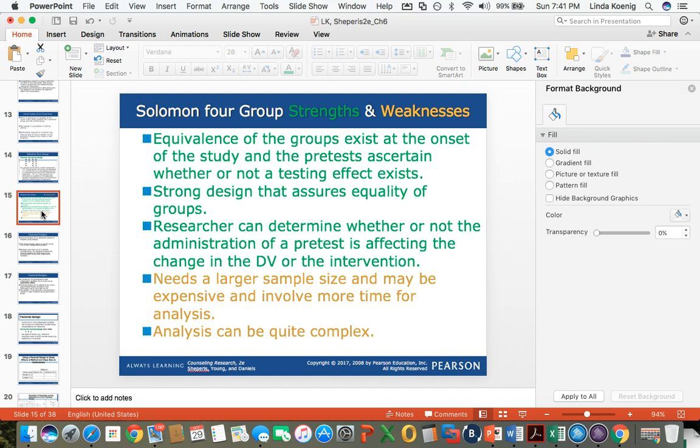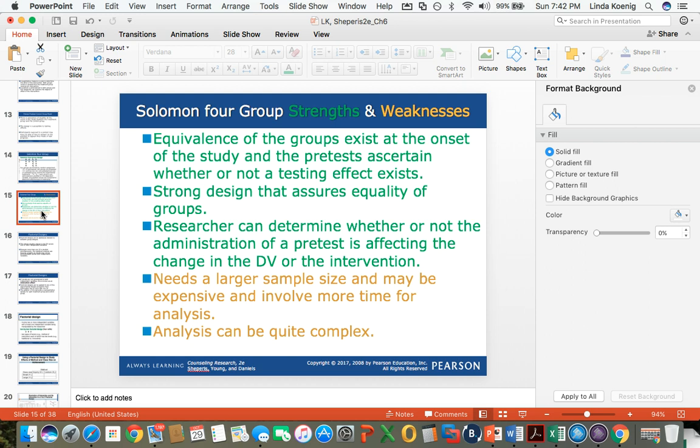So some of the strengths and weaknesses. The strengths are in green, the weaknesses are in orange for caution. So a strength, we know that we've got equivalent groups at the onset. The strength of the design is that it assures the equality of the groups. The researcher can determine whether or not the administration of the pretest affected the change in the dependent variable, or whether it was the intervention.